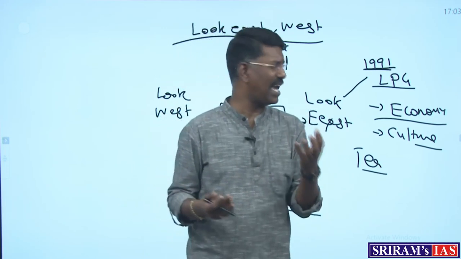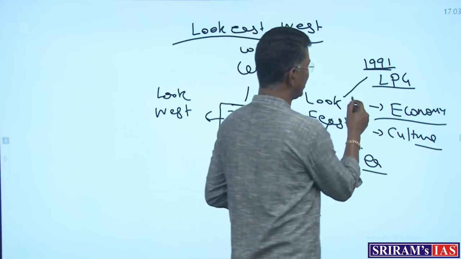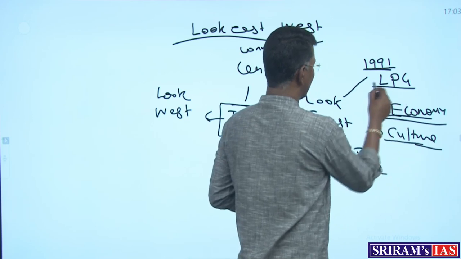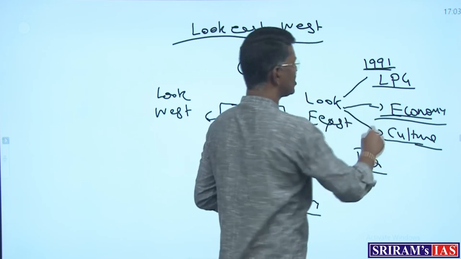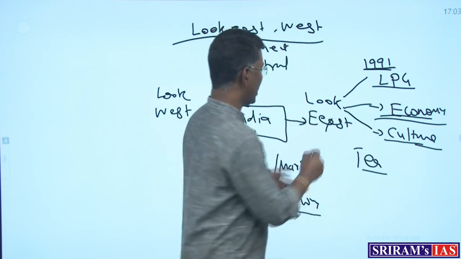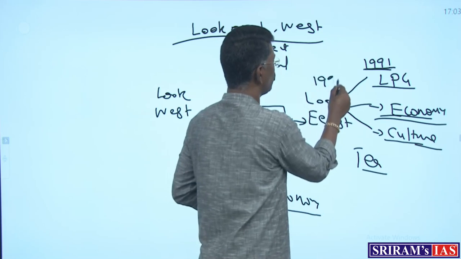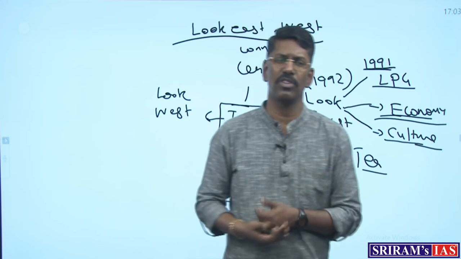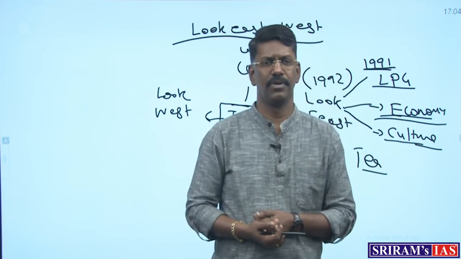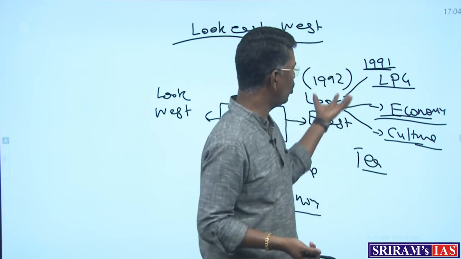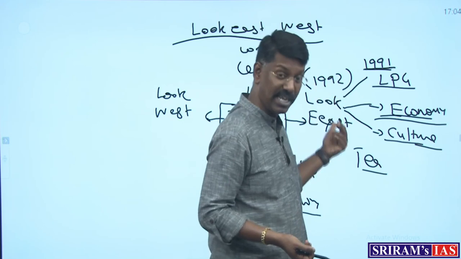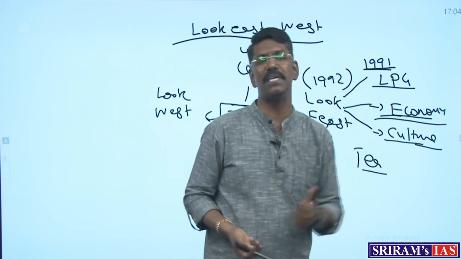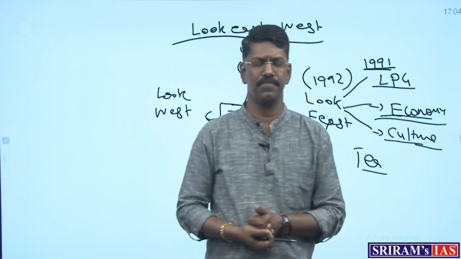Based on this idea, they kept it in 1991-92 that economy and culture are the guiding principles of India's look east policy. It happened exactly in 1992 under the visionary leadership of Dr. Manmohan Singh as finance minister. So, look east in 1991 came into existence with economy and culture as the core and basic pillars of India's look east policy.